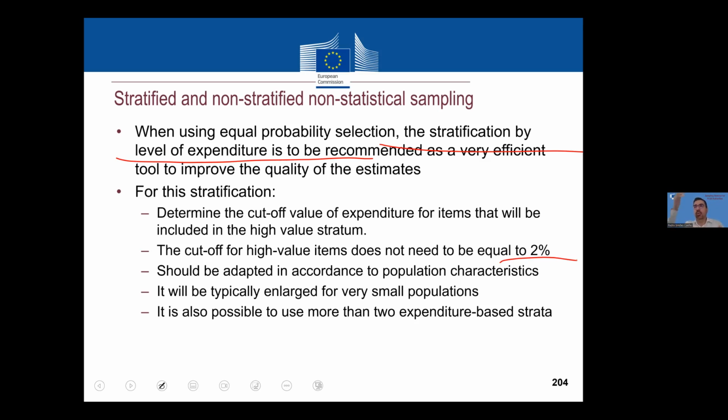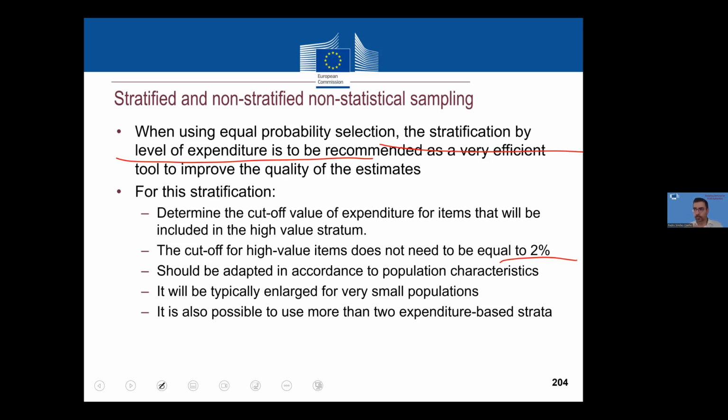And the other thing is that you should look into the file of your population. Usually it's easy because if you have a population of just 40 operations, this is not problematic. And by doing this, you can decide what is the point that makes sense to separate the high value items from the low value items.